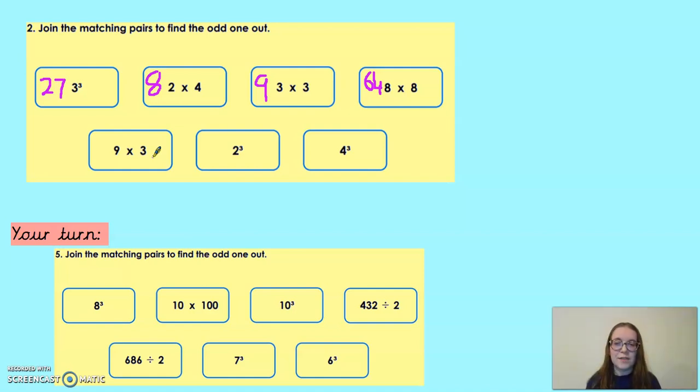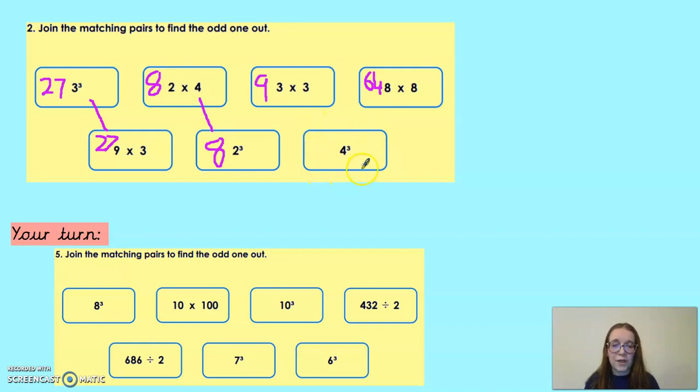27 is 3 times 9, so I'm going to pop 27 in there. I can already see that I've got a matching pair, so I'm going to connect those 2 up. Then I've got my 2 times 2 times 2, I've got my 2 cubed. Now 2 times 2 is 4, times by 2 again is 8, so this one must be 8. And I'm going to connect that over here.